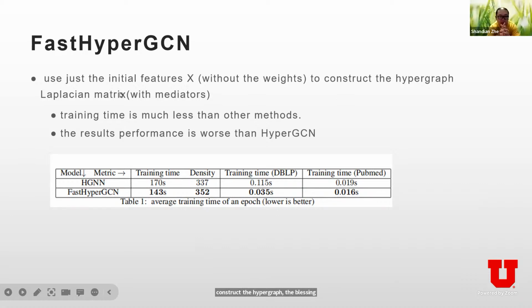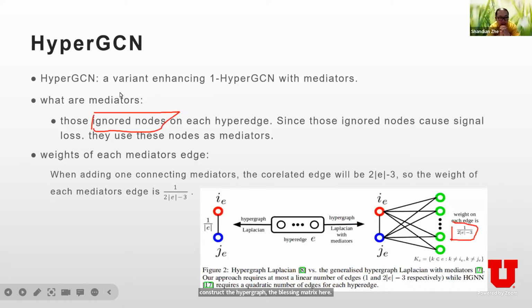And hold on, Kuyan. Can you go back? What's the difference between hyper-GCN and one hyper-GCN? Just the introduction of the intermediate. Yeah, just add this information. But once they add these edges, they just construct a graph Laplacian and do the same. Yeah, correct. They only use the ignored nodes to construct the mediators and use it back.